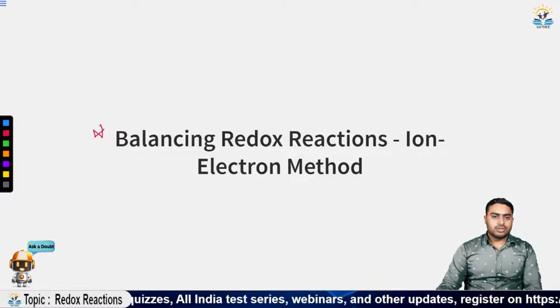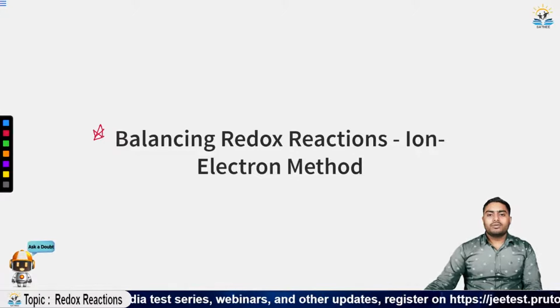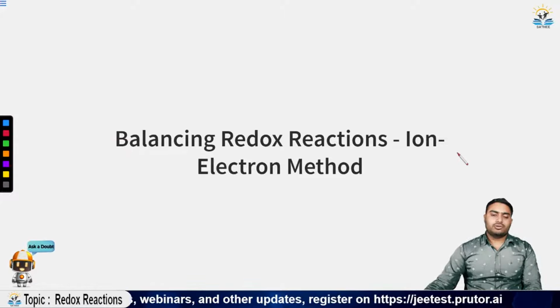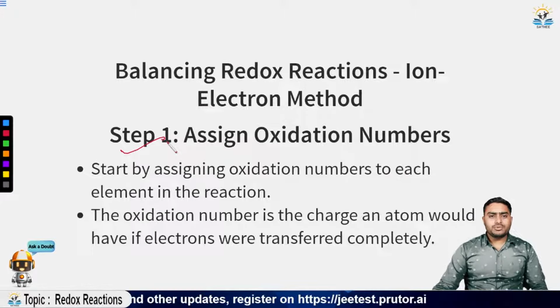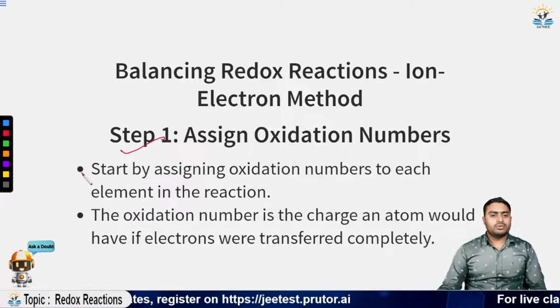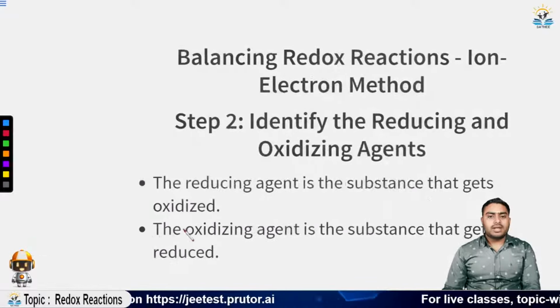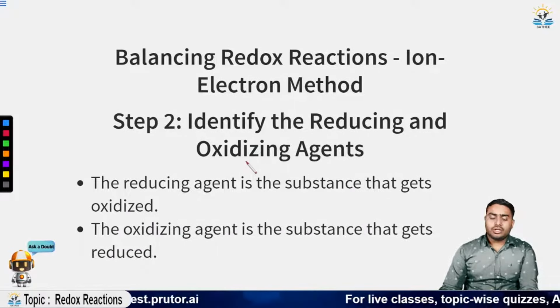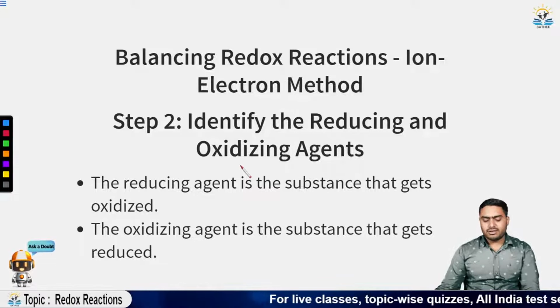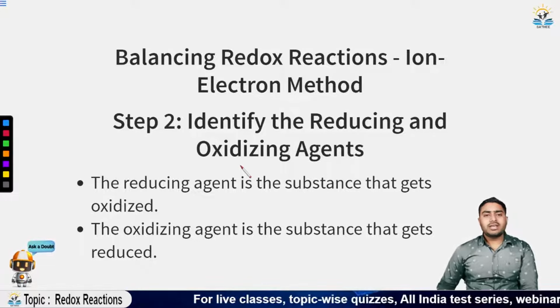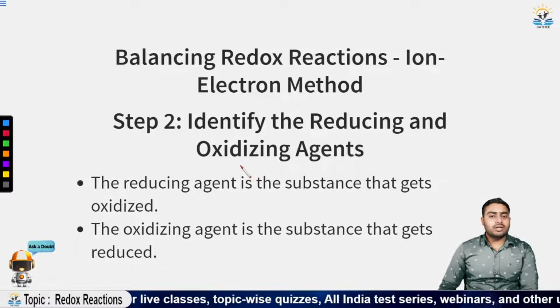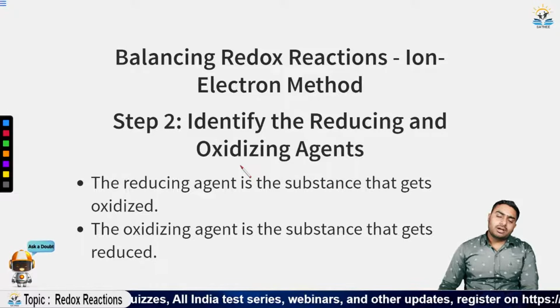Let's balance another redox reaction with the example of the ion-electron method. The steps you know very well. Assign oxidation numbers, then identify the reducing and oxidizing agents. If there is an increase in oxidation number, it will undergo oxidation.